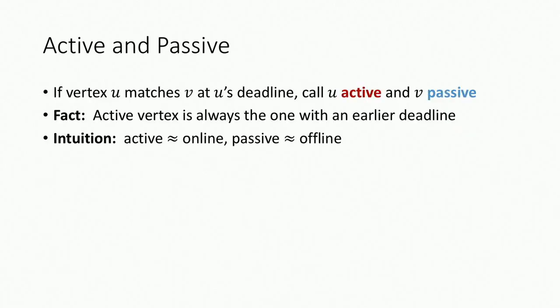So as a simple fact, once we fix any edge, if this edge was ever chosen by the algorithm, then the active vertex is always the one with the earlier deadline, because by design, that's the order in which you make the matching decision. And the intuition here is that the active vertex plays a similar role as the online vertex in the old model, in the sense that they are actively looking around at the neighbors and picking the one with the smallest rank, while the passive vertex plays a similar role as the offline vertex. So with this intuition in mind, we're simply going to split the gain depending on the rank of the passive vertex whenever we consider the gain sharing of a particular edge.